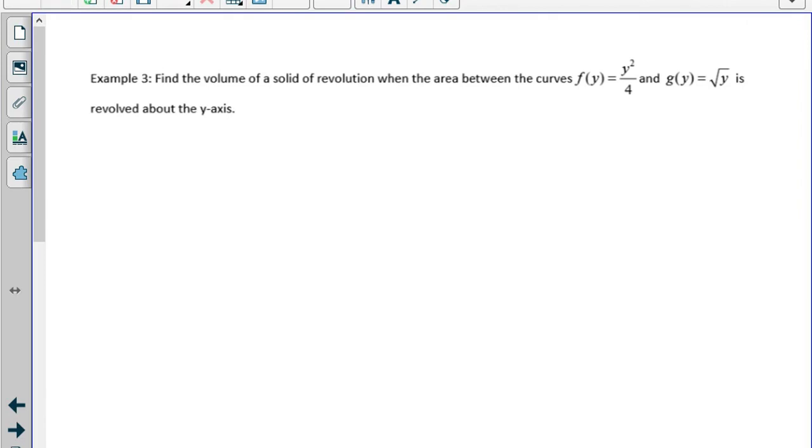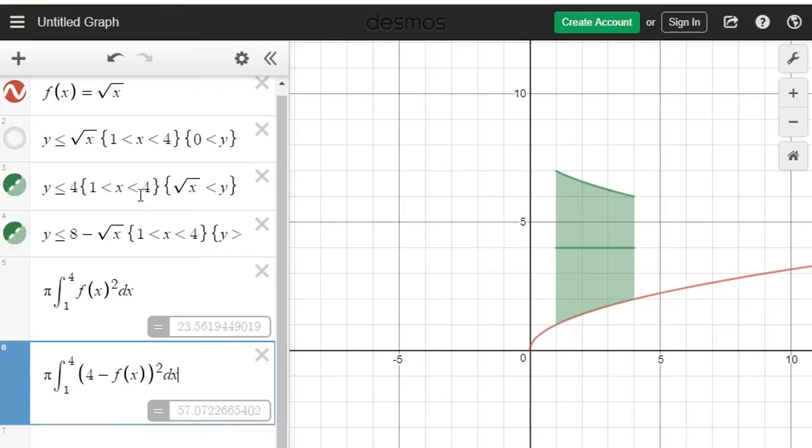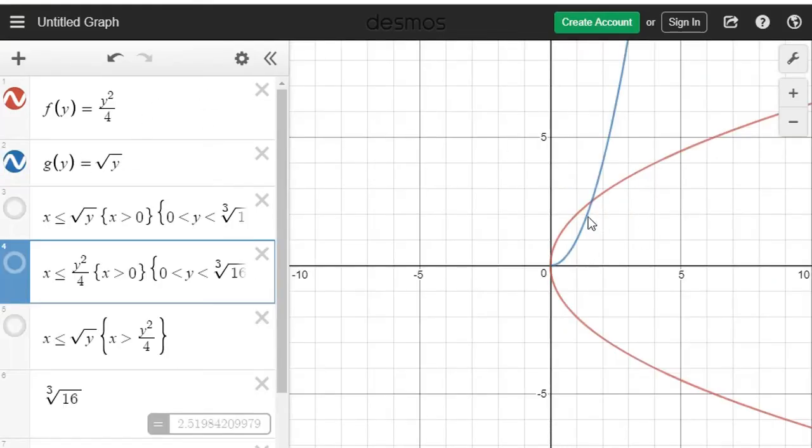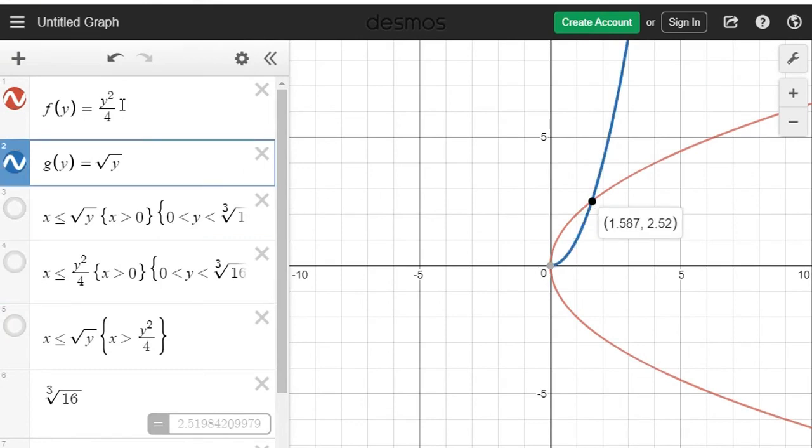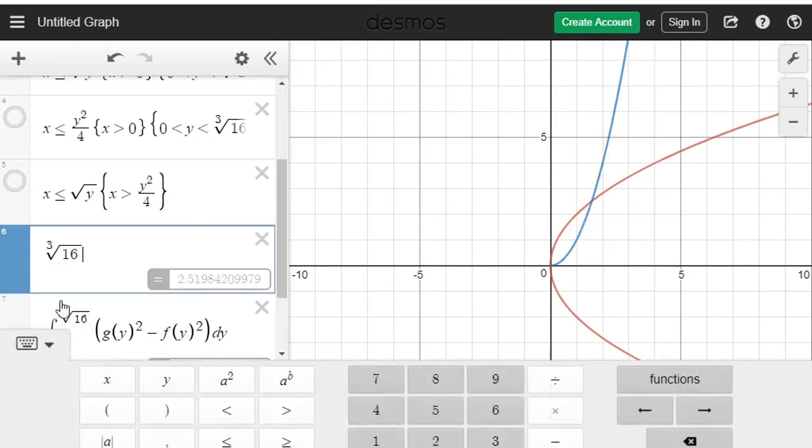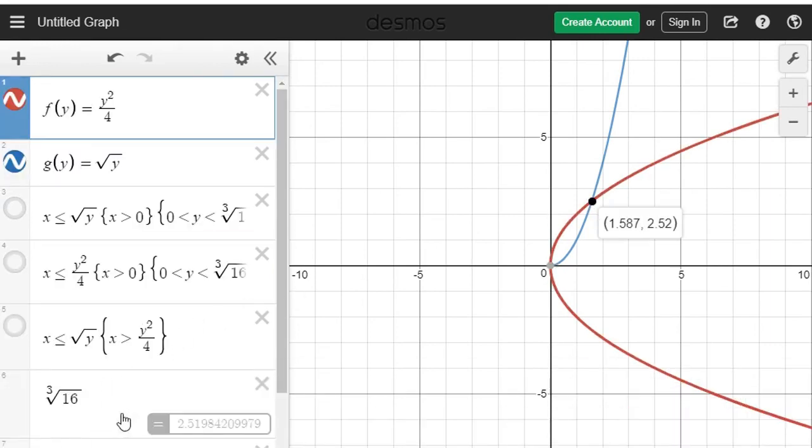But if I'm looking at this problem, what I have is these two curves. So the first thing I have to do is find the intersection. The intersection of f of y and g of y, I would do by hand. I would set these two equal to each other, square both sides probably. So I end up with y to the 4th over 16 equals y. When I solve, I end up with the intersection being the cube root of 16. So that's 2.51984, somewhere around there.